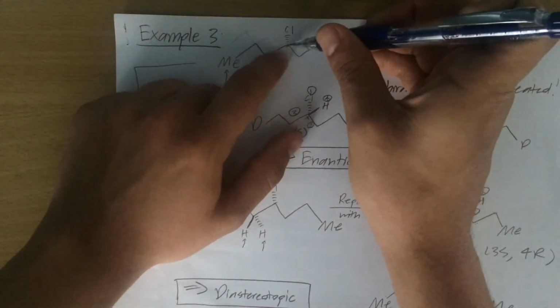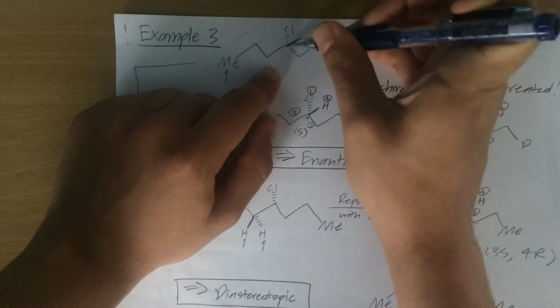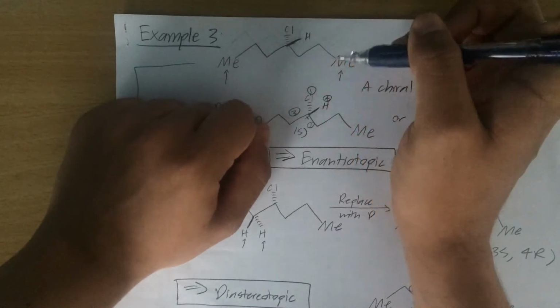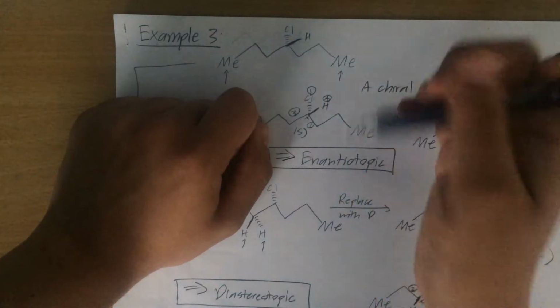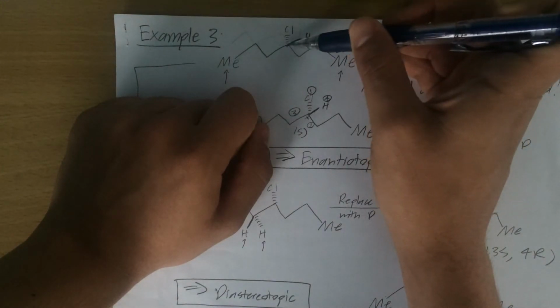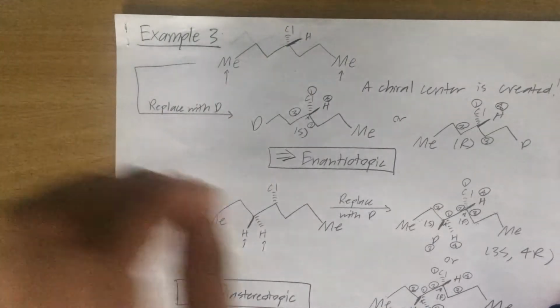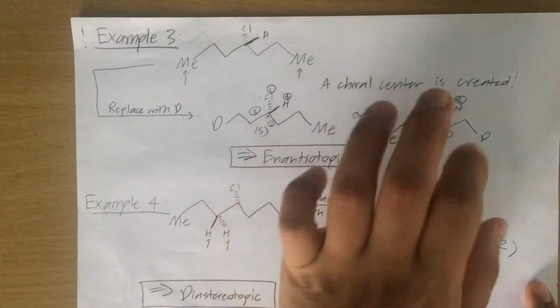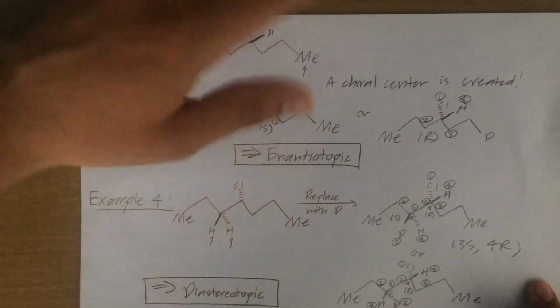So let's look at this. This center is actually achiral at first, okay? Because you got hydrogen here, you got chlorine here, and then this substituent is the same as this substituent. So therefore, this center right here is achiral. But once you do a substitution, you produce a chiral center, just like I discussed in the previous video.